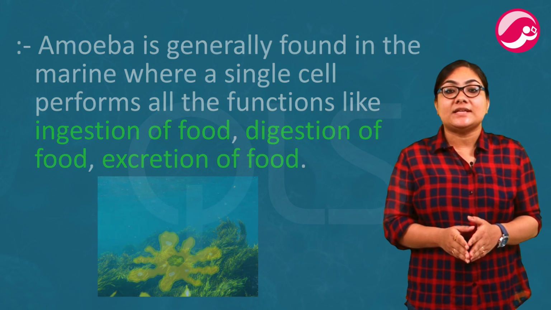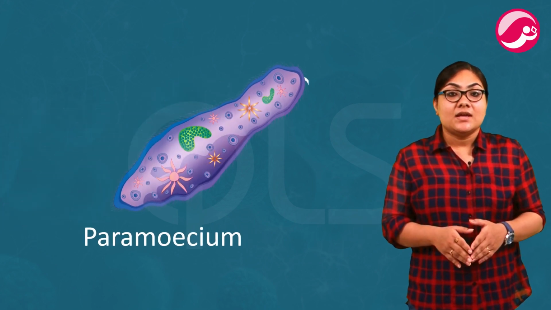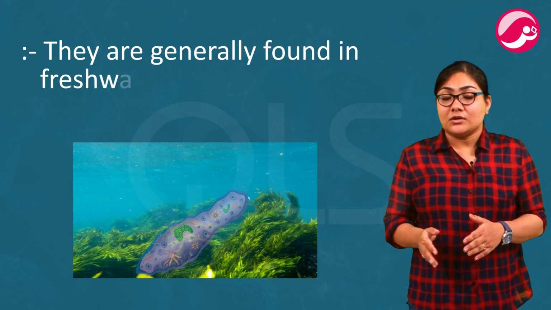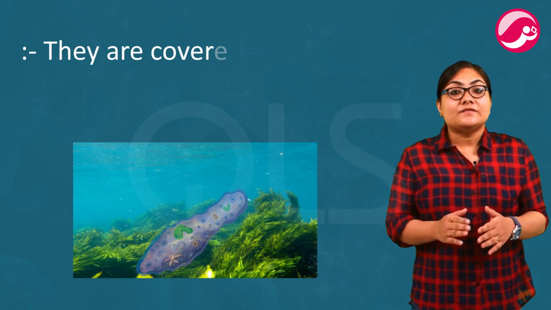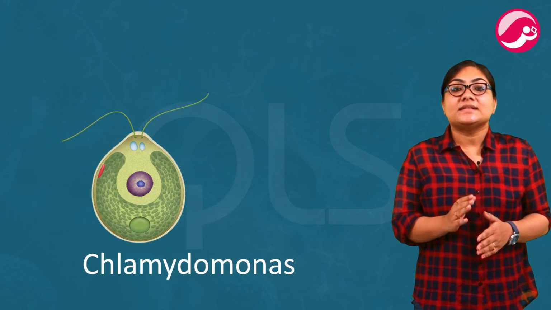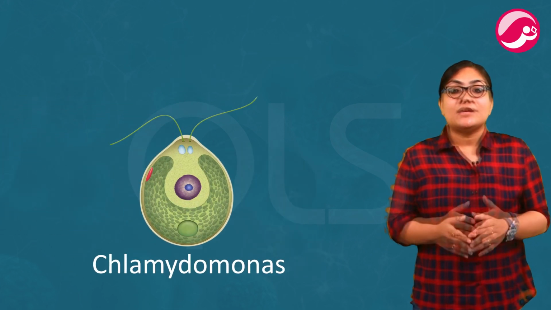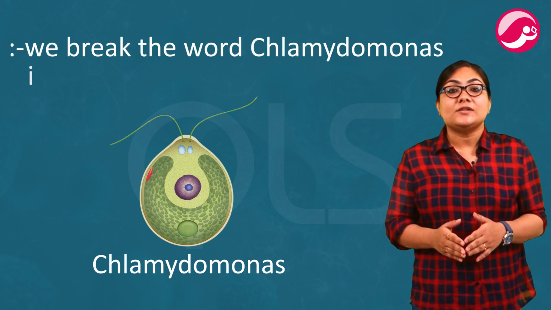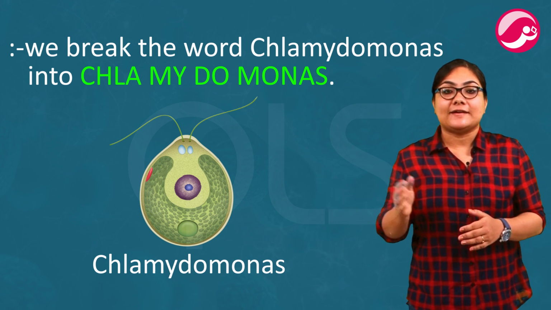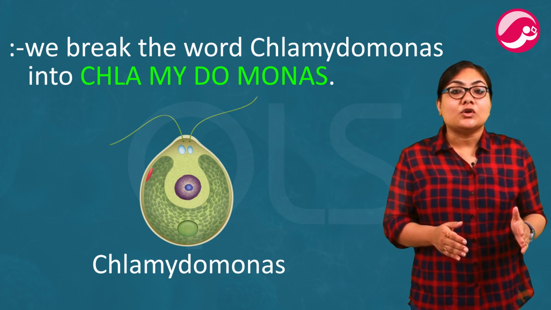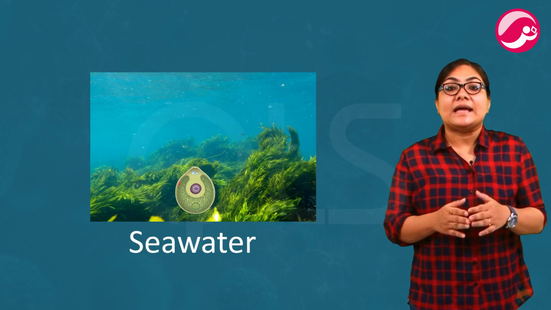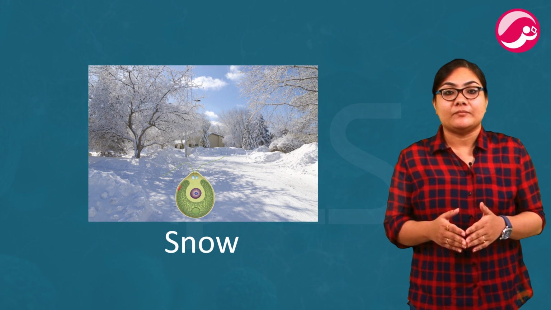The next example of a unicellular organism is paramecium. This is how a paramecium looks. They are generally found in fresh water or a marine region. They are covered with hair-like structures called cilia. The next example is Chlamydomonas. It is a tough word, right? So we break the word Chlamydomonas into parts. This is how a Chlamydomonas looks. It is generally found in stagnant water, meaning motionless water, in damp soil, in fresh water, in seawater, and even in snow as snow algae.